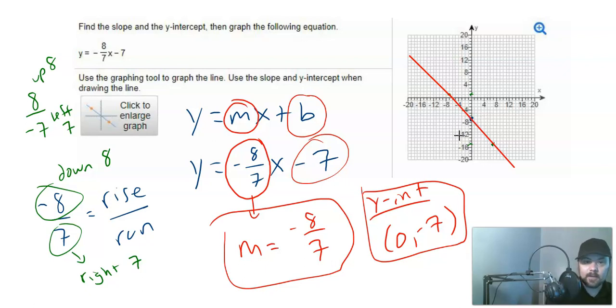So a lot of students get it in their head that the slope only works if you're starting from the y-intercept. That's not the case. You can start from any point that is on it. It just has to be a point that is already on the line. It doesn't have to be on the y-axis.